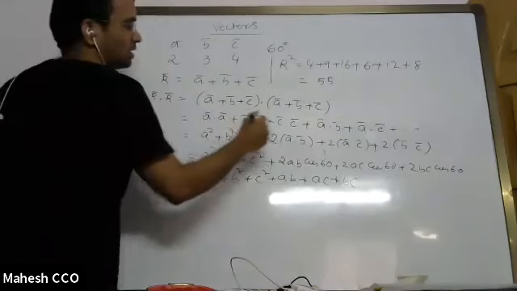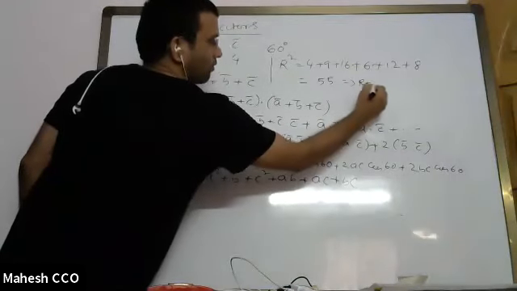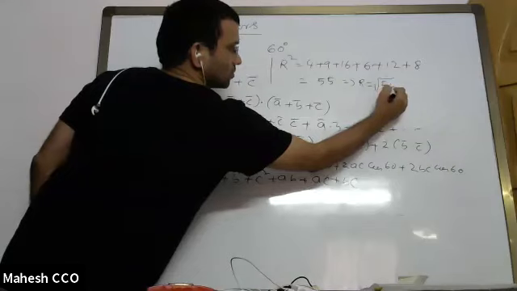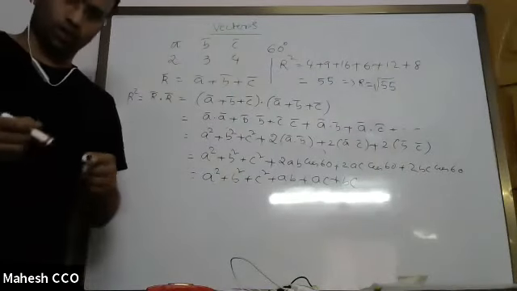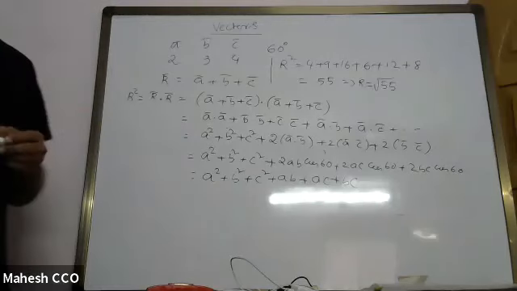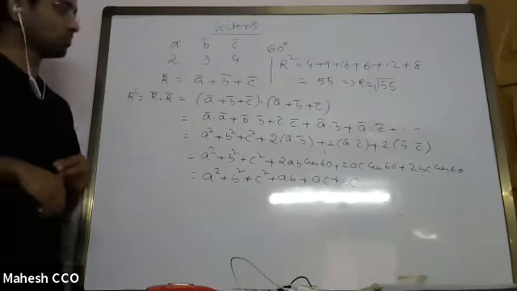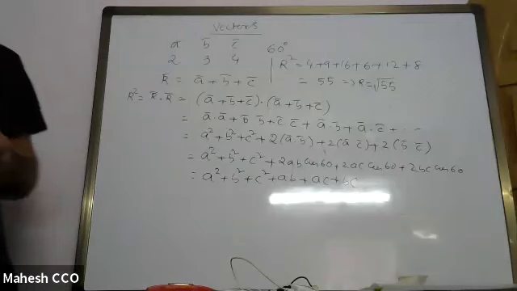So our R is nothing but root 55. This is how you solve such a question. So those of you who want to make a note, please make a note.